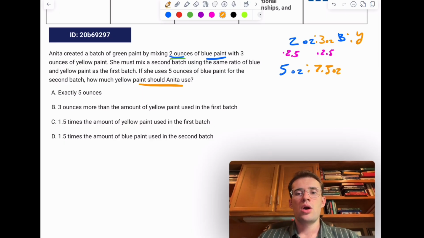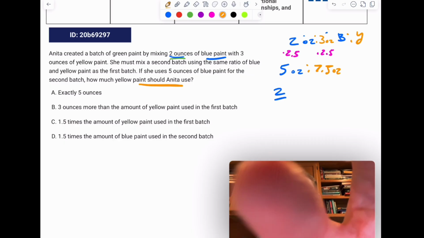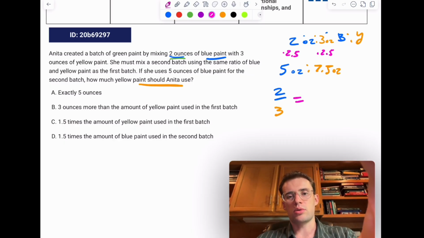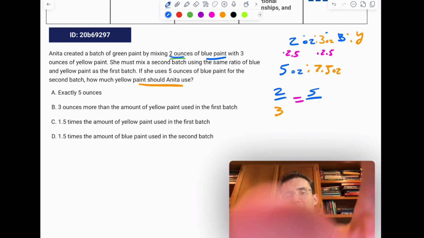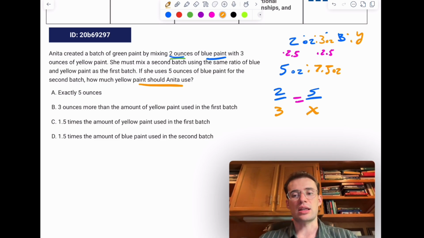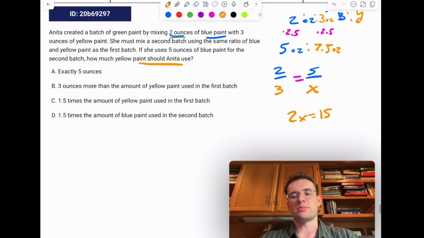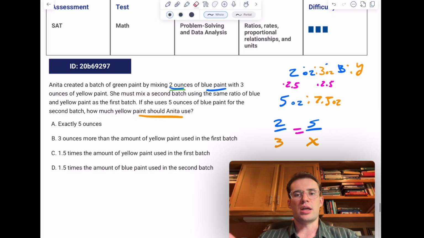You could do it that way, or you could say, all right, the ratio of these two stays the same, so 2 over 3 is going to be equal to 5 over, I know we now know it's 7.5, but say x. Then just cross multiply and solve for x. You'd say 2x equals 5 times 3, which is 15, divide both sides by 2, x equals 7.5. So you can do it that way. I guess you could also think, what do you have to multiply 2 by to get 3? You have to multiply 5 by the same thing.